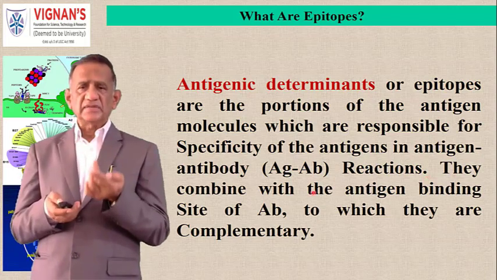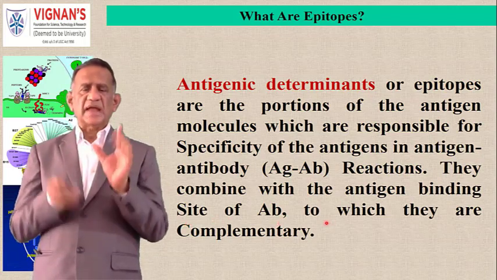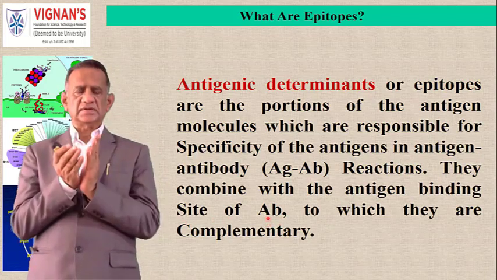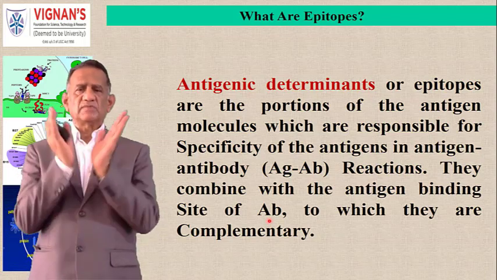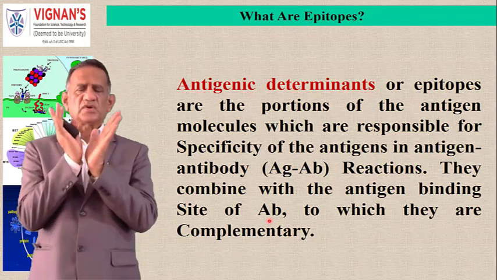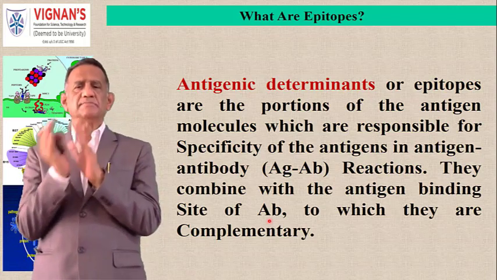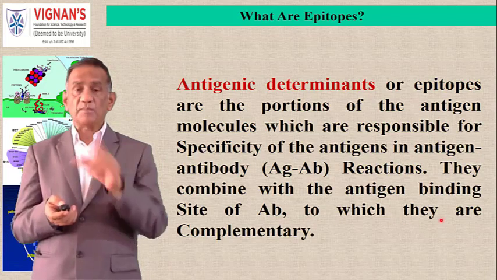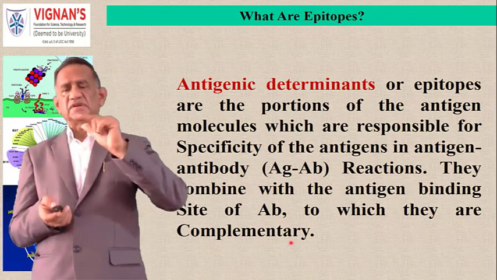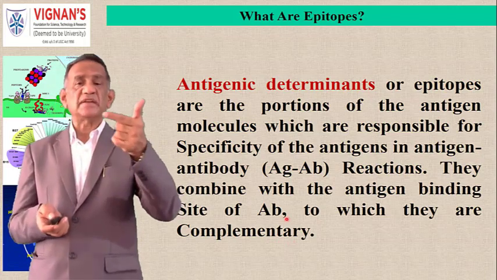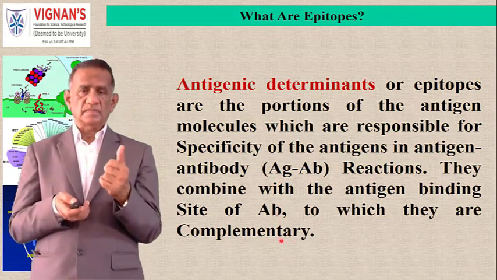They combine with the antigen binding site of the antibody. The antibody has a Y-shaped structure, which was deduced by Porter and Edelman, Nobel laureates. In this Y-shaped structure, the fourth region is called Fab. Fab means fragment antigen binding, to which they are complementary. So the epitope is complementary to the Fab sequences. In the Fab, there are three hypervariable regions. All these things we have seen in the second unit.